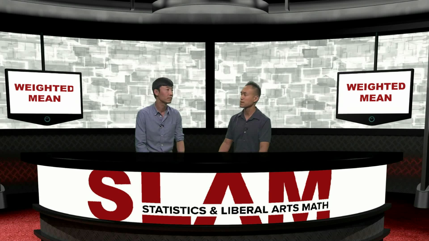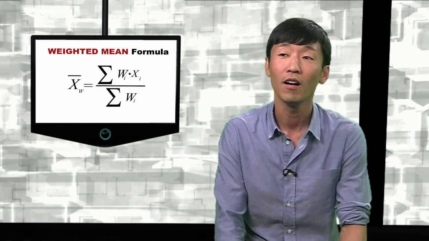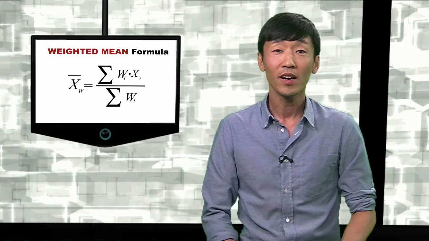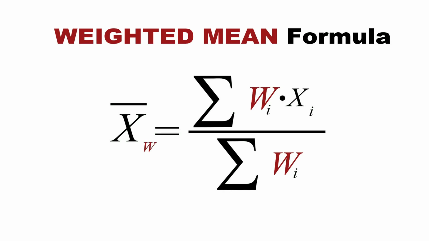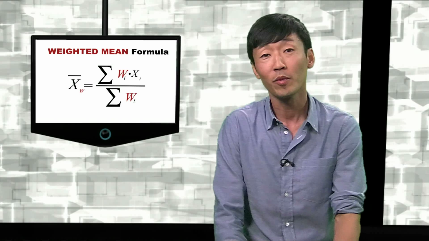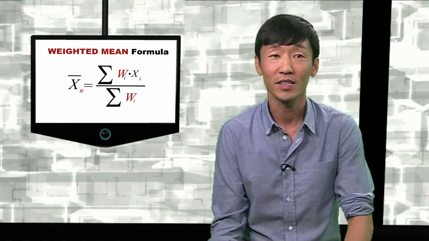Jay, why don't you tell us a little bit about the weighted mean formula now that we understand the mean formula? Weighted mean is slightly different. If you look at the weighted mean formula, you notice there are W's. W's are different weights. So you can assign each number a different weight. Maybe some number is more important, some number is less important.